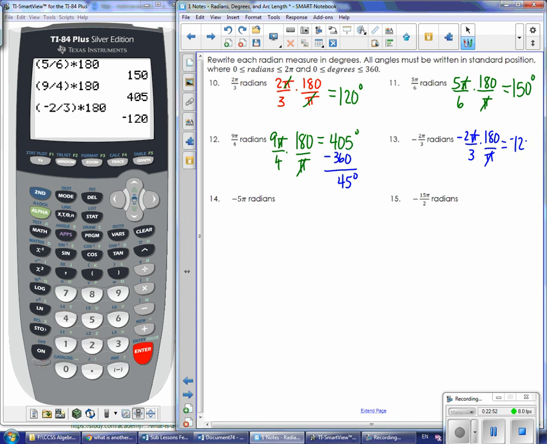But I can't leave my answer that way because I can't leave it as a negative number. So to correct it, I add 360. And when I do that, I get 240 degrees. And I can leave my answer that way. So again, I'd like you to go ahead and pause the video. And I'd like you to do problems 14 and 15.